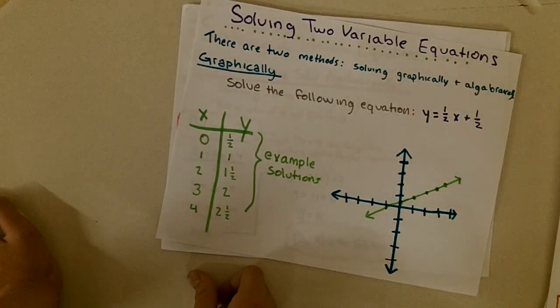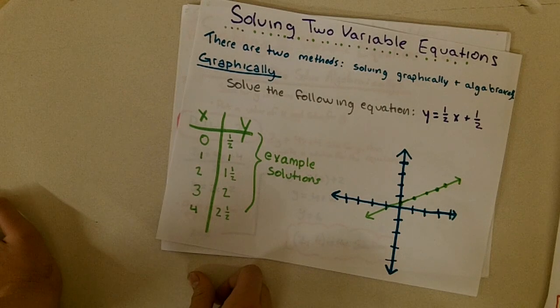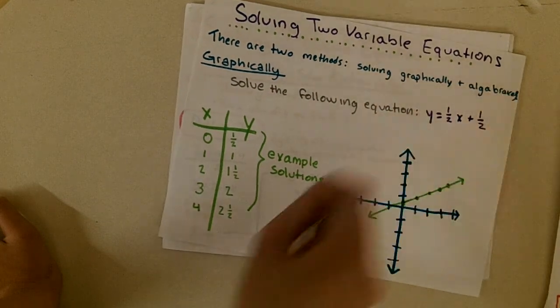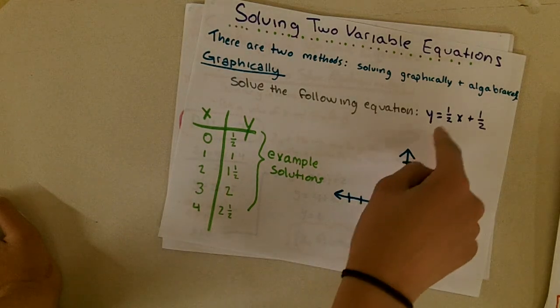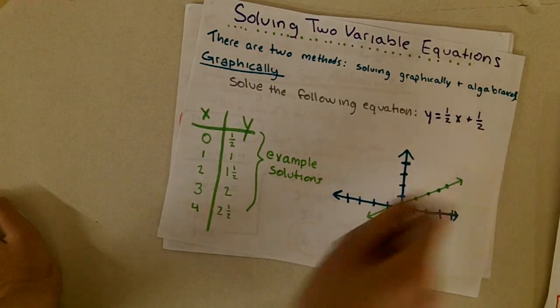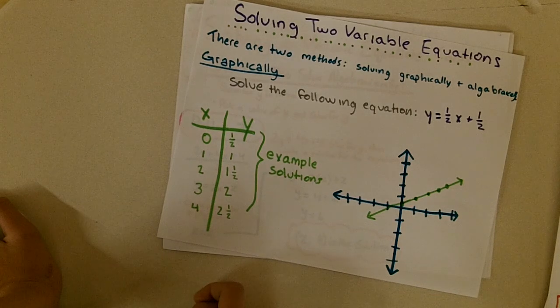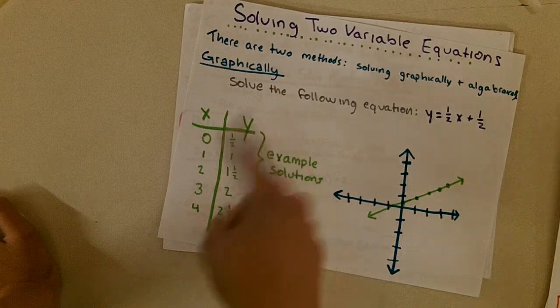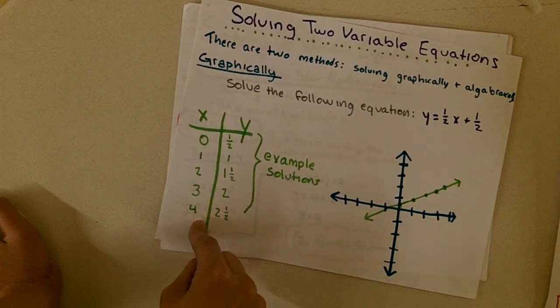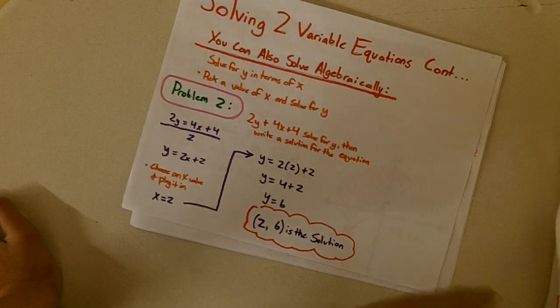Now let's solve two variable equations. There are two methods to do this. We can do it graphically or algebraically. Here we're going to do it graphically. The equation we're trying to solve is y equals 1/2 x plus 1/2. So basically what you have to do here is graph the line. Here's our line graphed, and here's a bunch of points on the line. All of these points are solutions because they fall on the line. But here's how you do it algebraically.